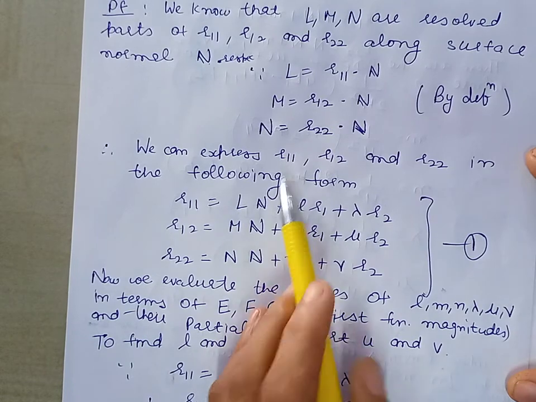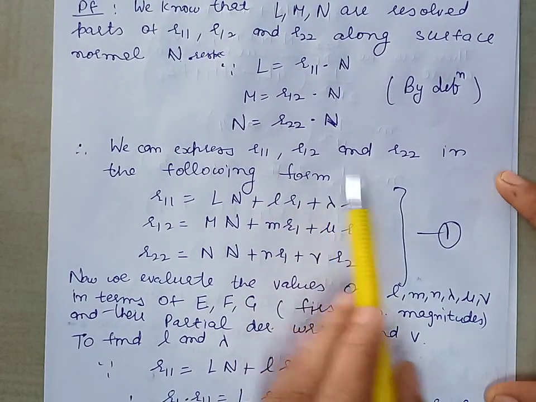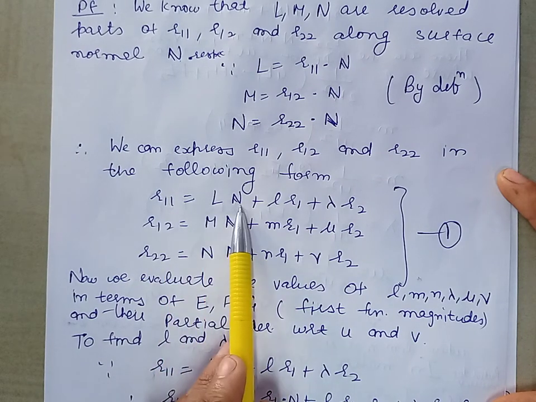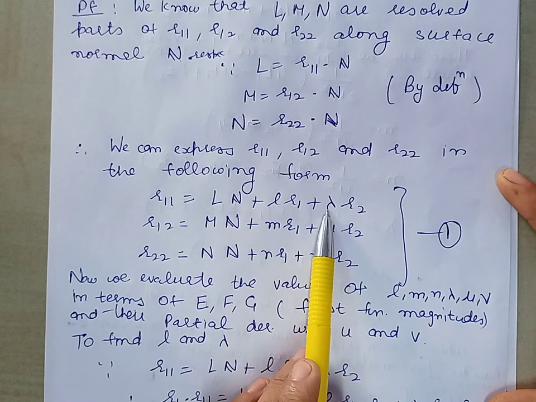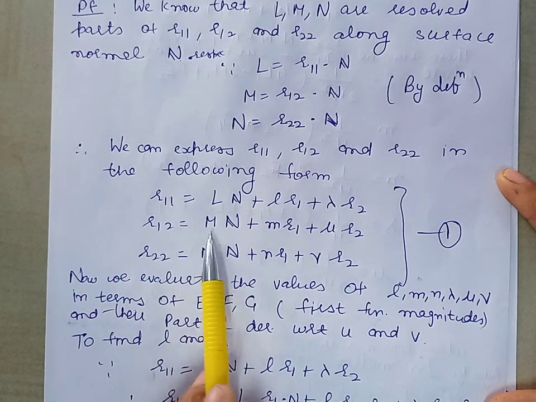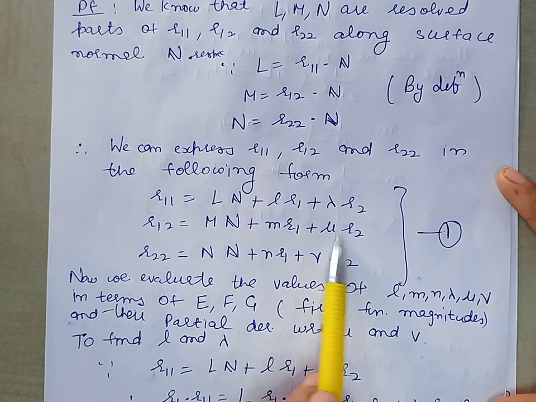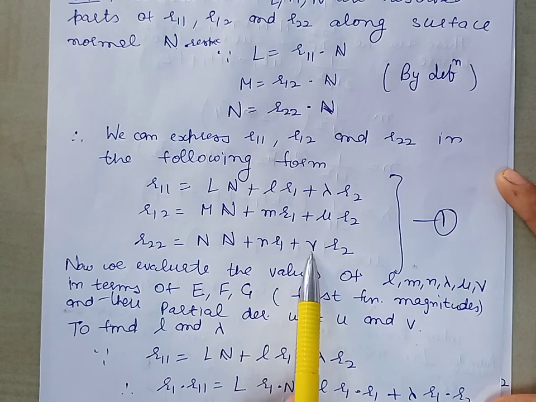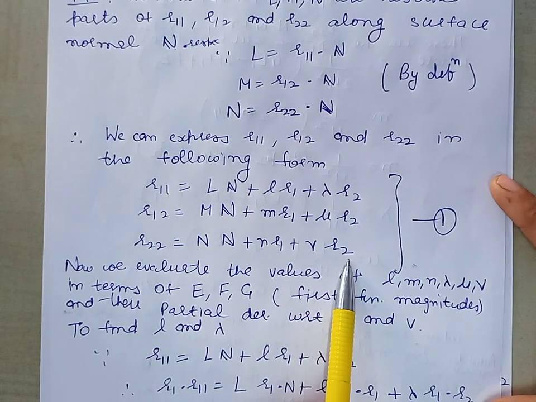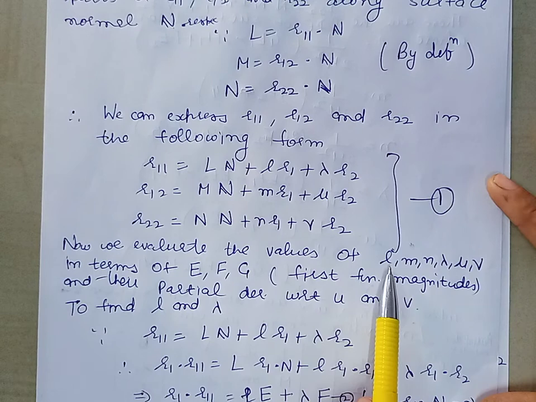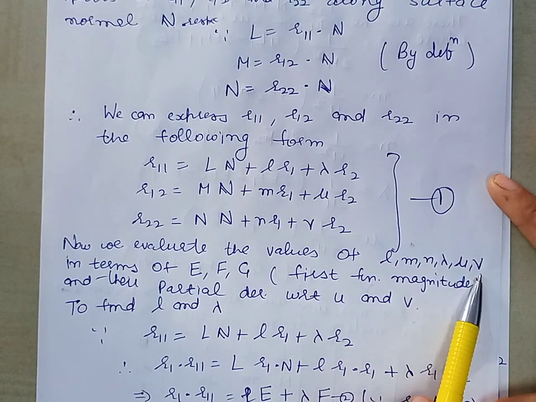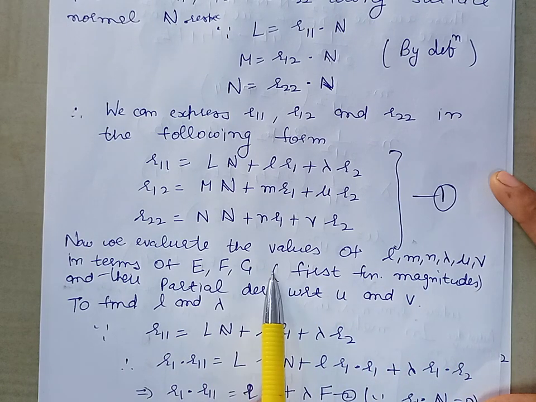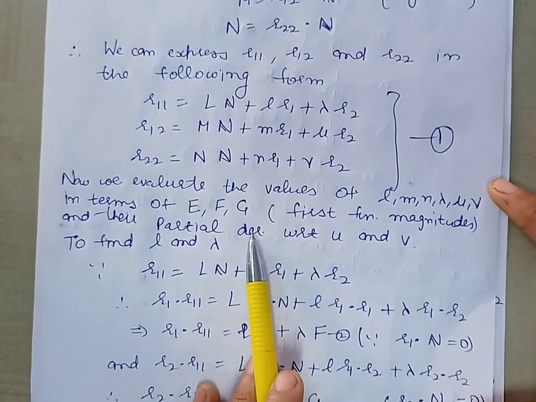So we can express R11, R12 and R22 in the following forms. R11 can be written as Ln plus L r1 plus lambda R2. R12 can be written as Mn plus M r1 plus mu R2, and R22 can be written as Nn plus N R1 plus nu R2. Now we find the values of these 6 coefficients L, M, N, lambda, mu, nu in terms of the first fundamental magnitudes E, F, G and their partial derivatives with respect to u and v.